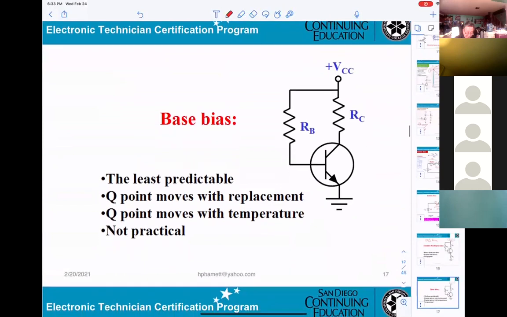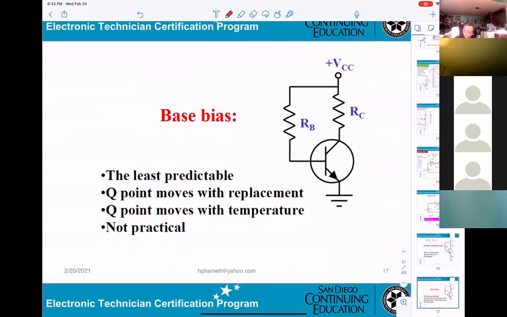Next one, base bias. That means they connect this way. They call it base bias, the least predictable. The Q point moves with the replacement of the transistor, and the Q point moves with temperature. Not practical. If you want to do the calculation, run a simulation and you can get any value you want. But this is not normally used, because it has too many problems. That's why they say not practical.